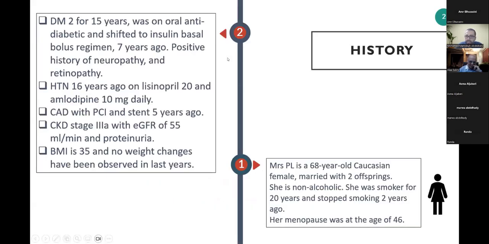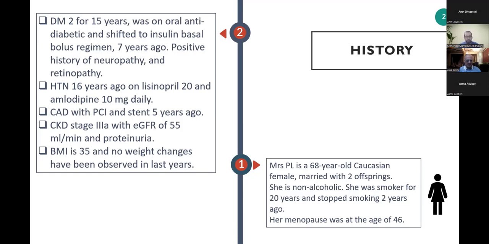Okay. So I'm presenting today a 60-year-old Caucasian female. She is married with two offspring. She is non-alcoholic. She was a smoker for 20 years, but she stopped smoking 2 years ago. Her menopause was at the age of 46. The patient has had type 2 diabetes for 15 years. She was on oral anti-diabetic medication, then shifted to an insulin basal bolus regimen 7 years ago. She has a positive history of diabetic neuropathy and retinopathy. She also has proteinuria in her urine analysis, so she also has diabetic nephropathy.